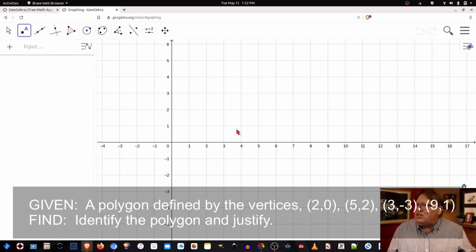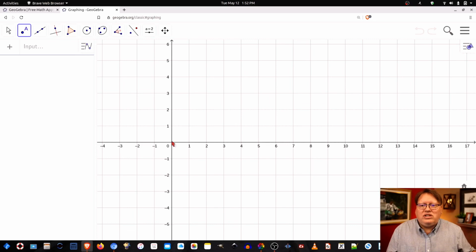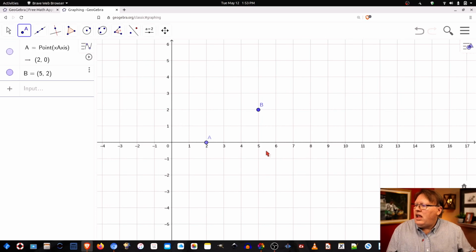All right, so you guys have had time to look at this problem. So we're going to start by plotting the points of this polygon, the vertices. The first is at (2, 0), so we're going to come over to (2, 0) and plot that point. Our next point is at (5, 2), so we're going to plot that point. And then we are at (3, -3), which is right here. And our last point is at (9, 1).